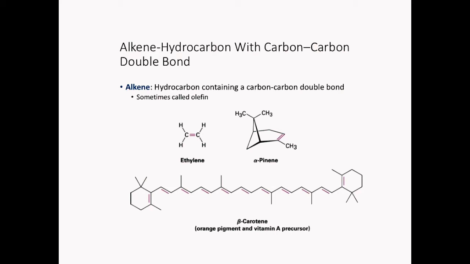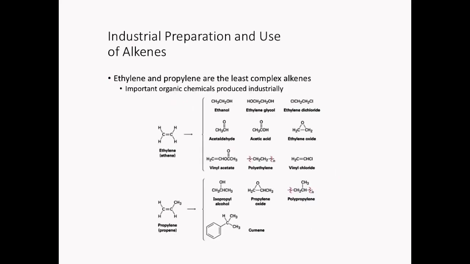An alkene is just a hydrocarbon that contains a carbon-carbon double bond. Sometimes it's called an olefin. And here are some examples. So beta-carotene has a lot of double bonds. Ethylene and propylene are the least complex alkenes, but they're very important industrially because they lead to a variety of useful chemicals. So ethylene, for example, the 2-carbon alkene, can lead to all of these different organic compounds.